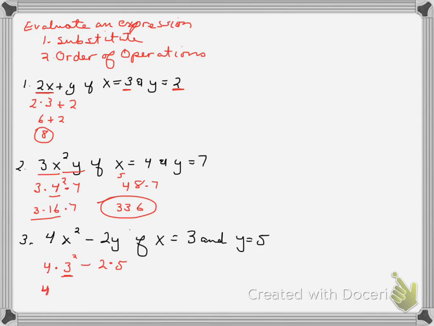4 times 3 squared is 36, minus. I could go ahead and do this. It's not interfering with anything else, so I could do that multiplication. 2 times 5 is 10. We'll do that multiplication, 36, and 36 minus 10 is 26. Okay, on the next page I'll show you a couple more examples.